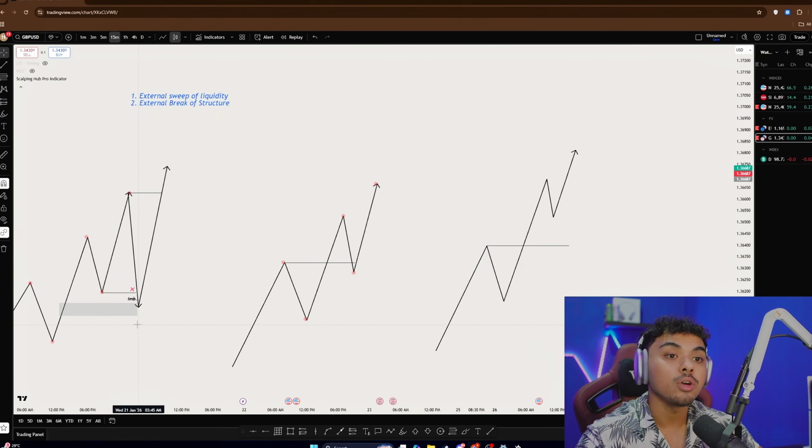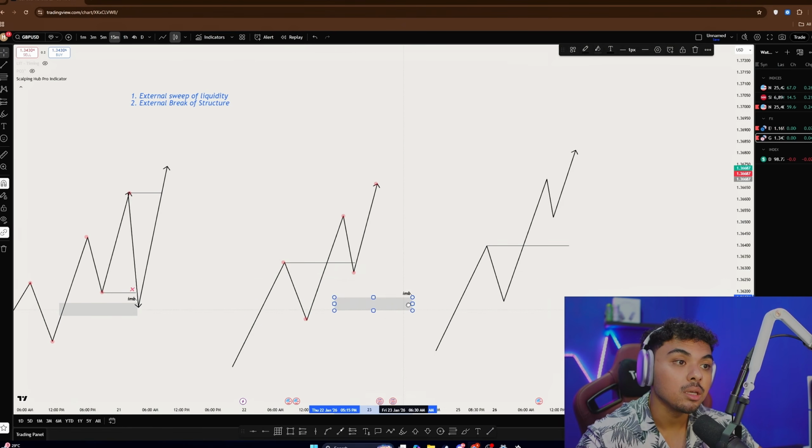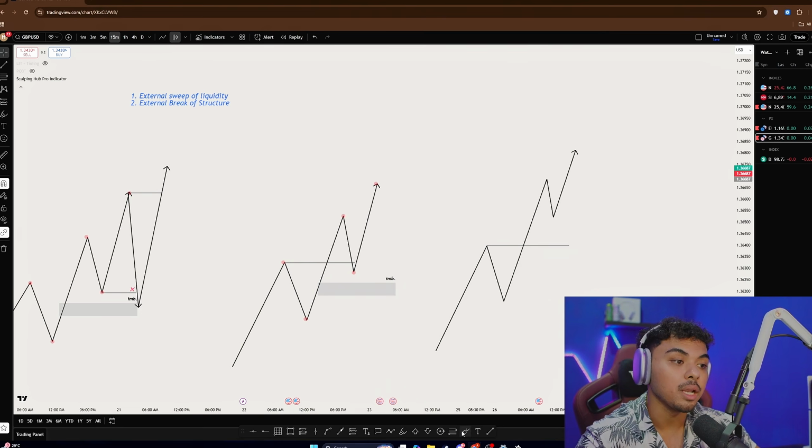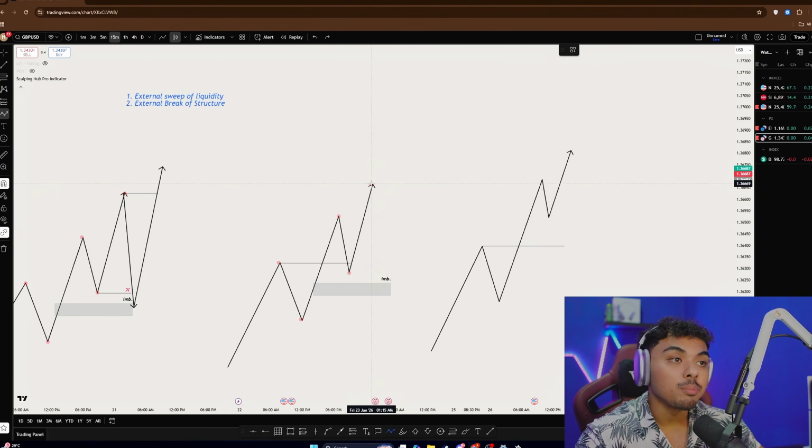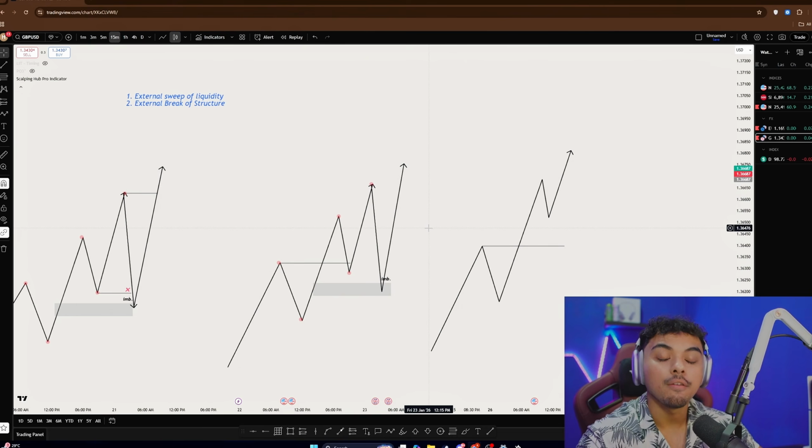Number two, you need to identify your imbalance that comes after your external structure. Okay? It could be like this. That's your external structure, external liquidity. You have an imbalance just right below it. Okay? The probability of this imbalance holding on to push the price higher is very, very high.